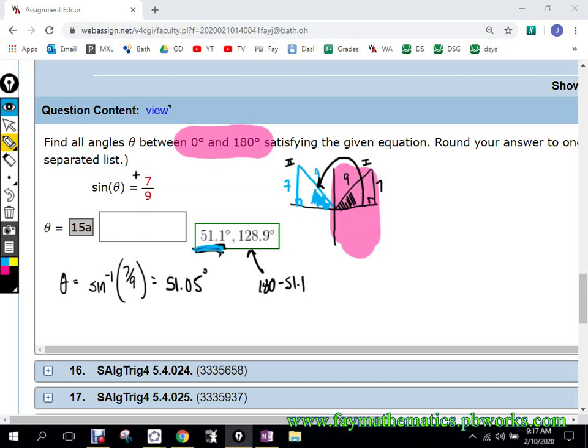Yes? You mean the degree symbol in the answer? Yep. Okay. Somebody in the last class was asking, like, I'm doing this right. I've entered this answer the same way 3 different times, and it keeps giving me wrong, because they had 51.1 and 128.9. You got to have the degree symbol. I wish I could change that, but I can't. So I apologize for that.